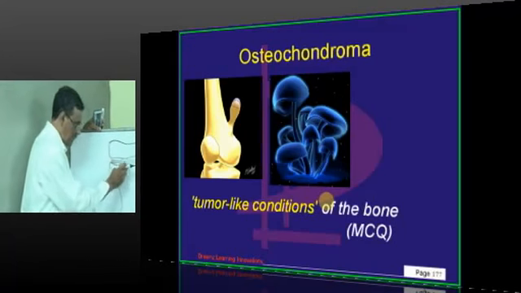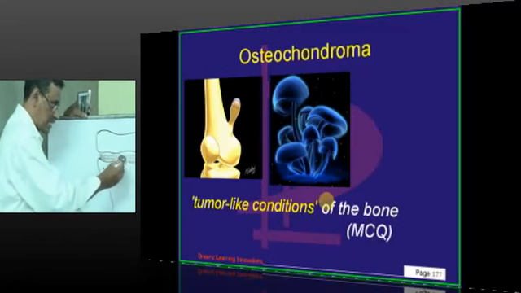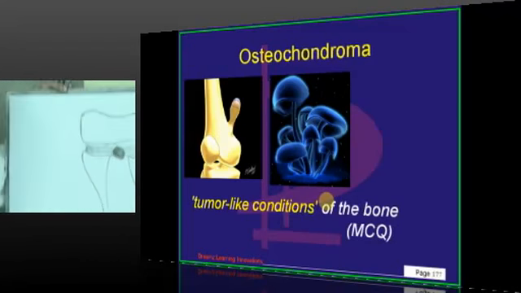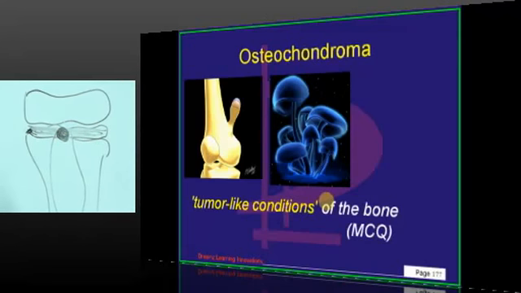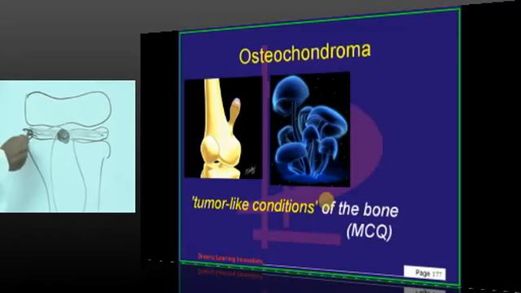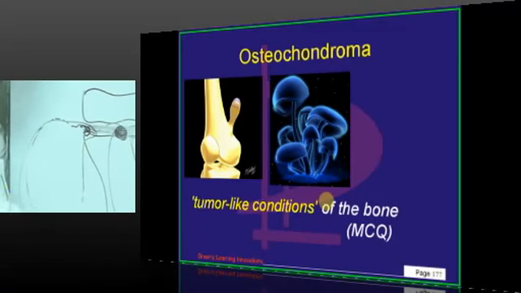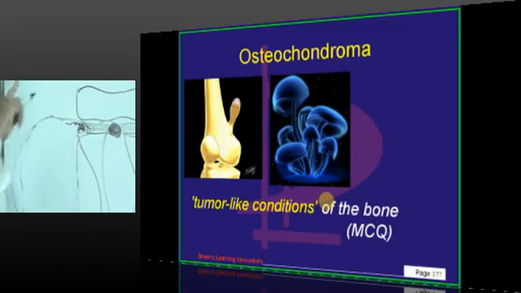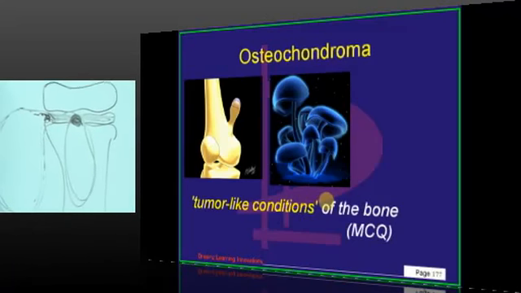If the dysplasia is in the center, an enchondroma results. If the dysplasia is at the periphery, one of these peripheral cells will start forming new bone autonomously. Bone formation, that is osteochondroma. If it is the center part, it is called chondroma, enchondroma.